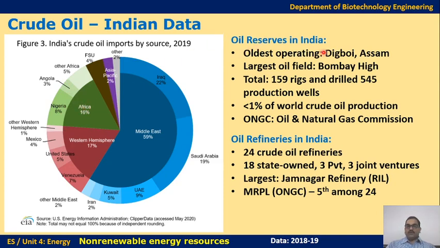The oldest operating oil reserve in India is Digboi in Assam. The largest oil field in India is Bombay High near Mumbai. There are about 159 rigs and 545 drilled production wells. Even if we have this much, we are less than 1% of the world production. That's 0.96 percent production we have compared to the world.